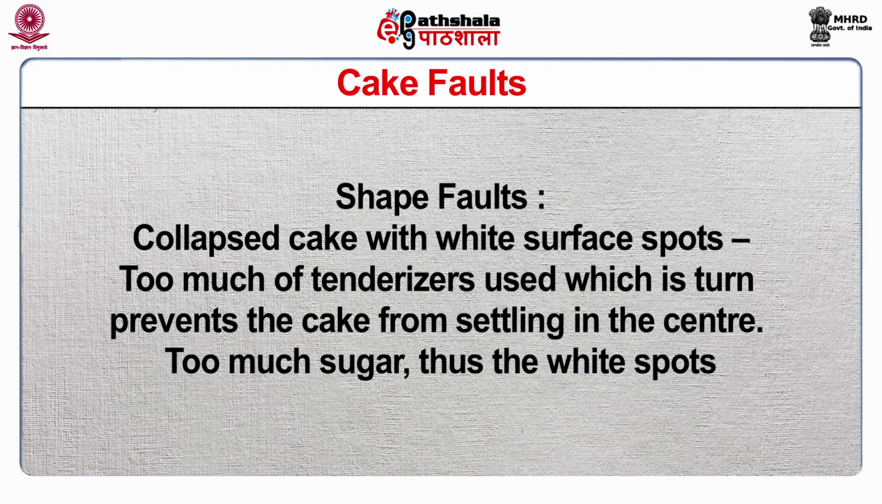The first problem normally we find in cakes is the shape fault. It is collapsed cakes with white surface spots. Too much tenderizer is used, which in turn prevents the cake from settling in the center. Too much sugar, thus the white spots.